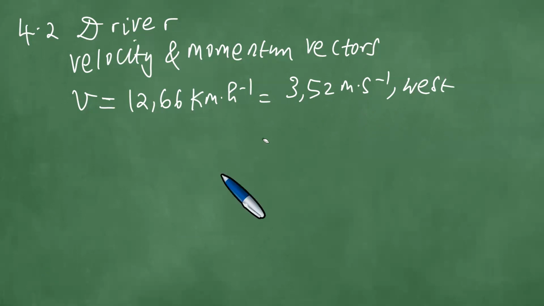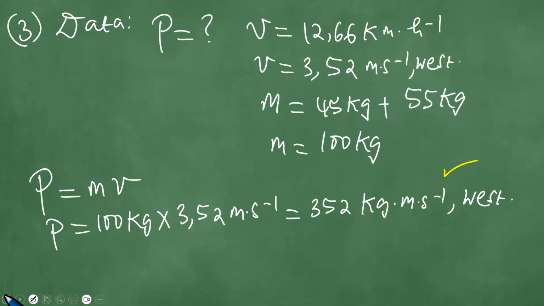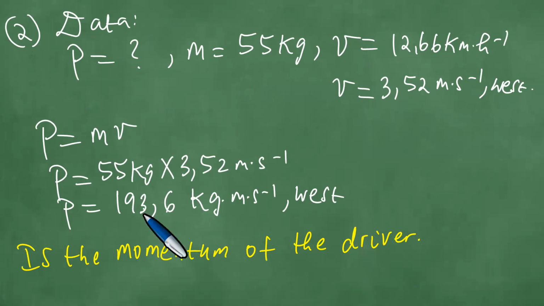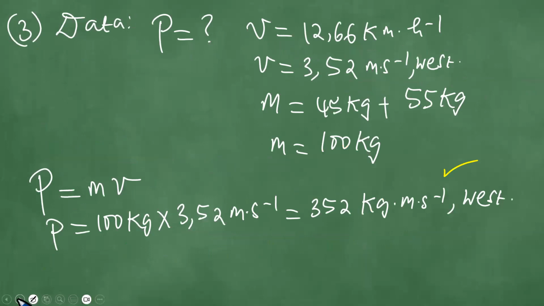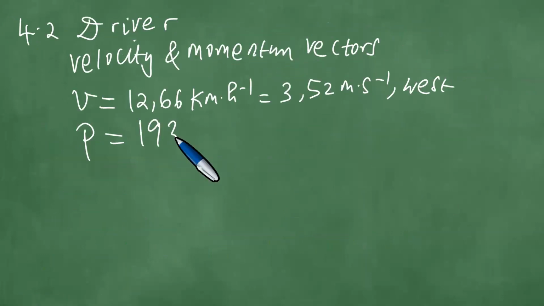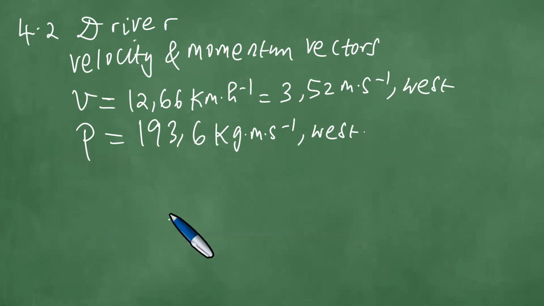Now note this. The momentum of the driver, we got it before, right? The momentum of the driver is 193.6 kilograms meters per second west. Okay, so we are good. Now we need to draw. This is 3.52 and the other one is 193.6. So yeah, we draw.